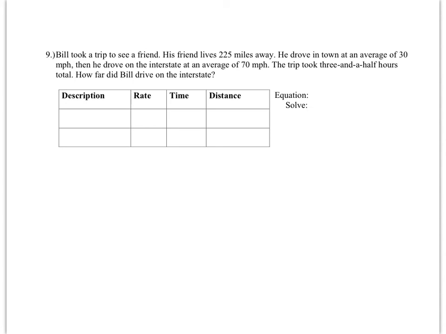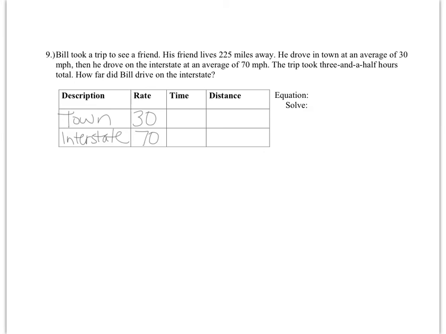In this case, we just have one person, Bill, but we've got two places he's driving. He's driving in town, so that's going to be one of the things. So town. And then the other one's going to be the interstate. And then we also know the rates. The rate in town, he drove 30 miles per hour. And the interstate was 70 miles per hour. Now, the time. This one's a little bit tricky. We haven't had one like this before.